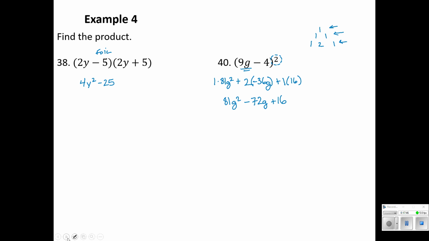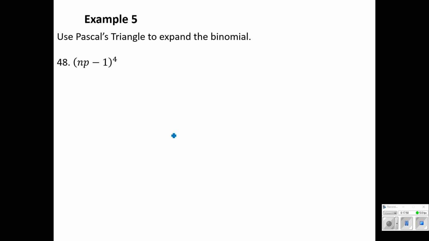It's a very nice trick using that triangle when we don't have to combine like terms at the end. All right, and example 5, use Pascal's triangle to expand. Here you can see, wow, a 4th power. So let's expand out Pascal's triangle.